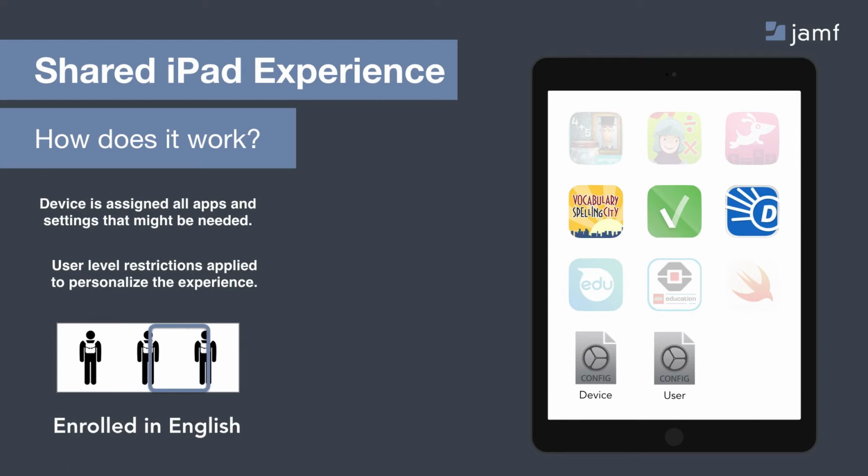And the third example I have is, let's say we have another student that's enrolled in both English as well as some coding courses. Jamf is smart enough to realize that that student is enrolled in multiple classes that have apps on that iPad, and we're actually going to, again, push down a new user-level configuration profile and make visible all of the applications that that student might be interested in. So that student in this particular instance will see apps for both classes.